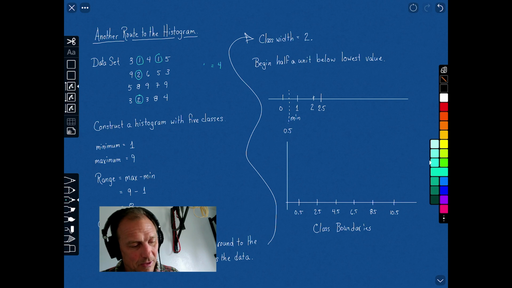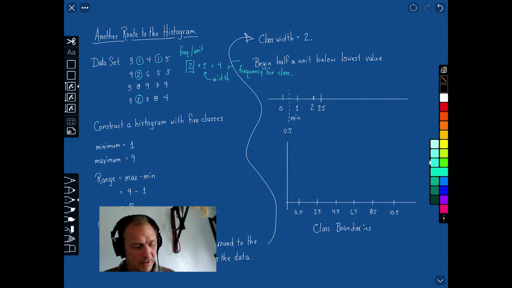The width is 2. So what is our frequency per unit? This 2 is our width. This is total frequency for class. This is frequency for class. And we said that 2 times 2 is 4. So there's our 2. And then let's continue that.